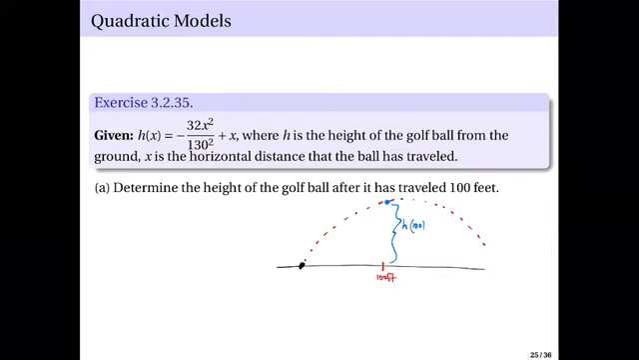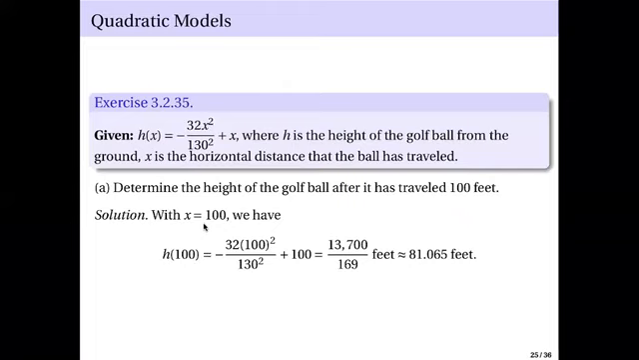So if we do that, with x equals 100, h of 100 is negative 32 times 100 squared over 130 squared plus 100. Roughly, we'll get 81.065 feet. So that will be the height of the ball.